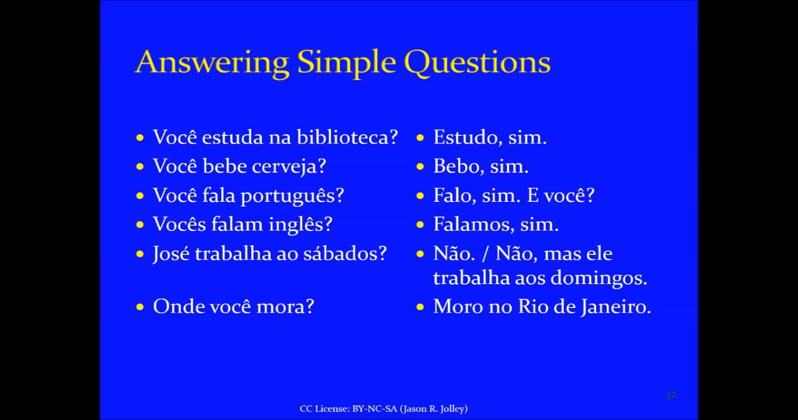José trabalha aos sábados? Não. Or, I could give a little bit more of an explanation. Não, mas ele trabalha aos domingos. No, but he does work on Sundays. And finally, with the question word, the interrogative pronoun, onde, where. Onde você mora? Moro no Rio de Janeiro. So there I have to actually give the information. It's not a yes-no question. Onde você mora? Moro no Rio de Janeiro. I wish, right?